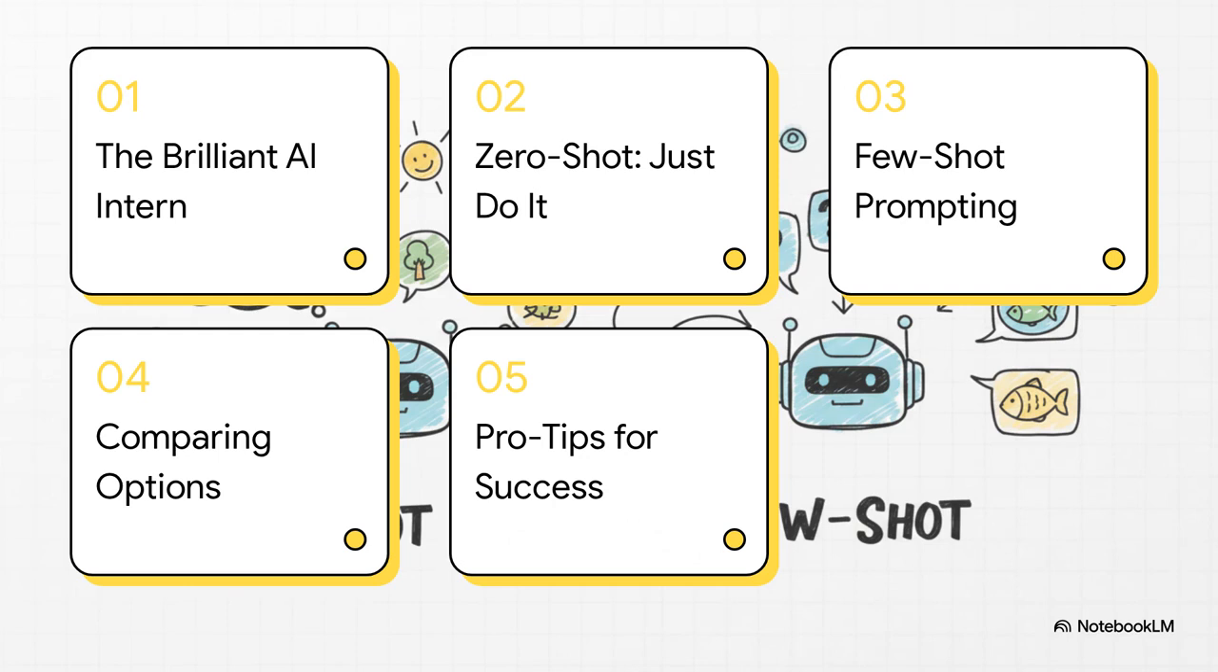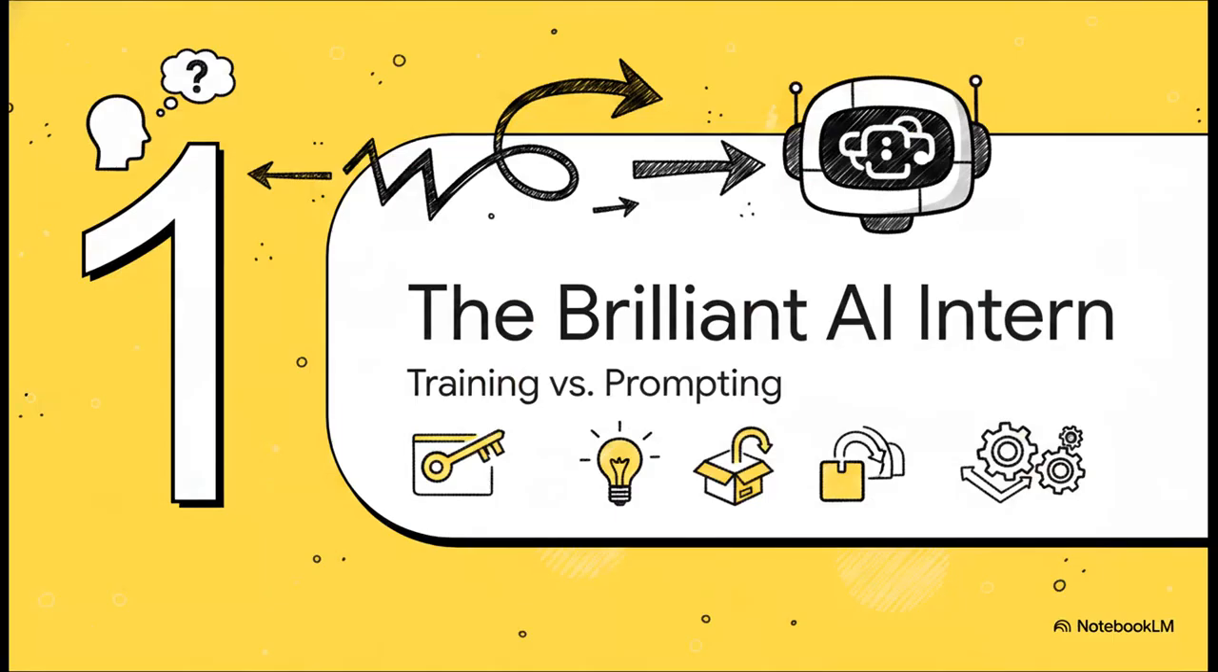Here's the syllabus for today. We'll start with a brilliant AI intern concept. Look at the zero-shot method. Learn how to fix errors with few-shot. Compare the two, and then wrap up with the Goldilocks rule and some pro tips. Let's dive in. Section 1.